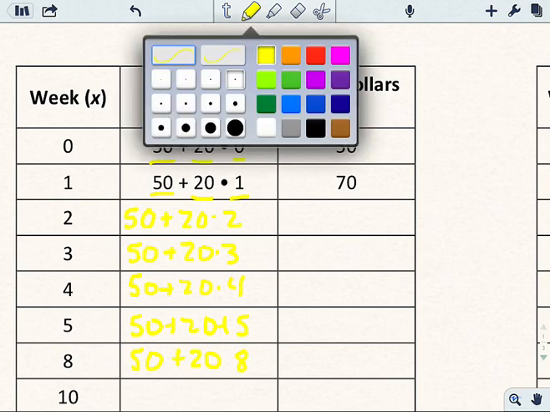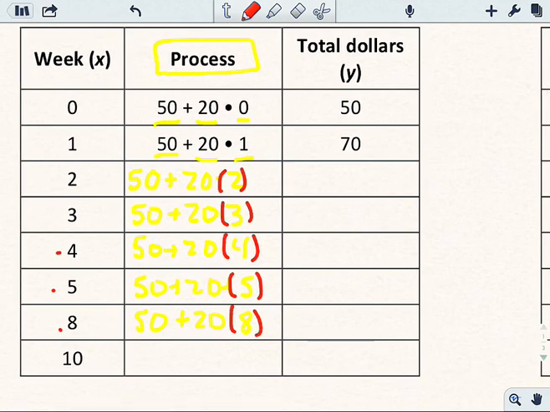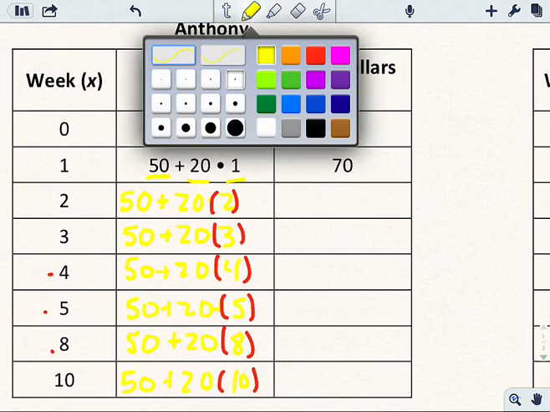Okay, and I'm going to maybe put this in parentheses. Make it a little bit easier to see. Somehow, inexplicably, it shows yellow. And if you're wondering where I'm getting those numbers, I'm just looking here in the week column, okay? Now, of course, if we keep this process going, bam, we'll have $50 plus 20 now for the 10th week. And that may or may not be enough, but let's go ahead and total this up.